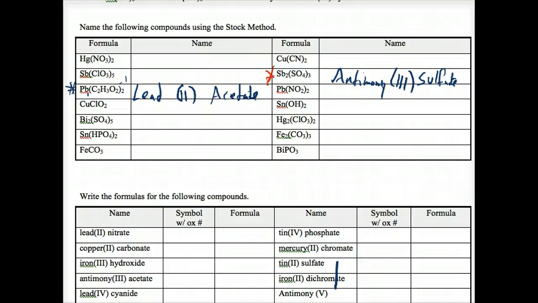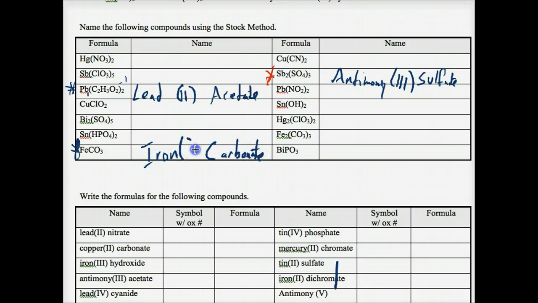And let me see if we can figure out a method for that. Well, let's do this one. All right, FeCO3. Fe is iron. Okay, so we're going to do this one. FeCO3, we have my iron. Okay, and CO3 stands for carbonate.